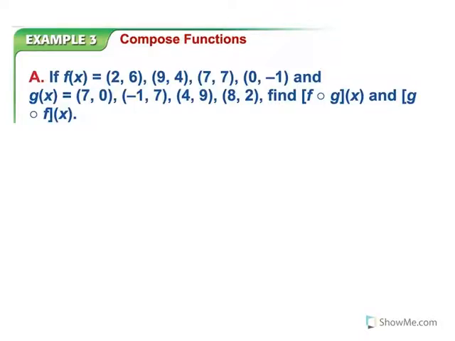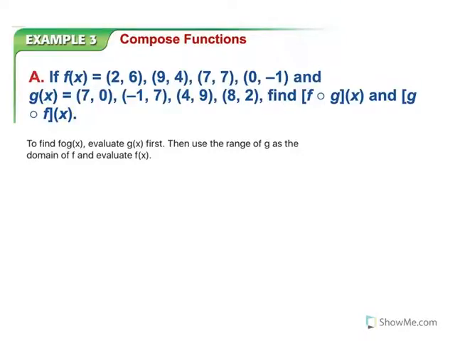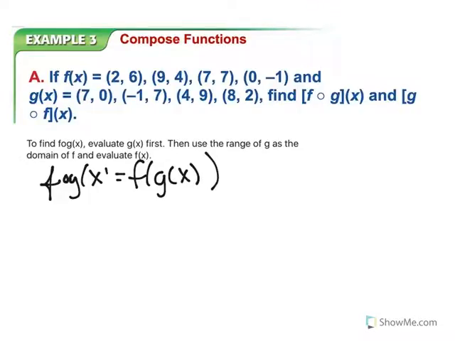It says if f of x are the points 2, 6, 9, 4, 7, 7, 0, negative 1, and g of x is equal to 7, 0, negative 1, 7, 4, 9, 8, 2, find f of g of x and g of f of x. We're going to evaluate g of x first, then use the range of g as the domain of f and evaluate f of x. So let's think about it this way. We know that f of g of x is the same thing as saying f of g of x, like this. So what I'm going to do is first I'm going to plug in the 7 for x. I'm going to rewrite this as f of g of 7.